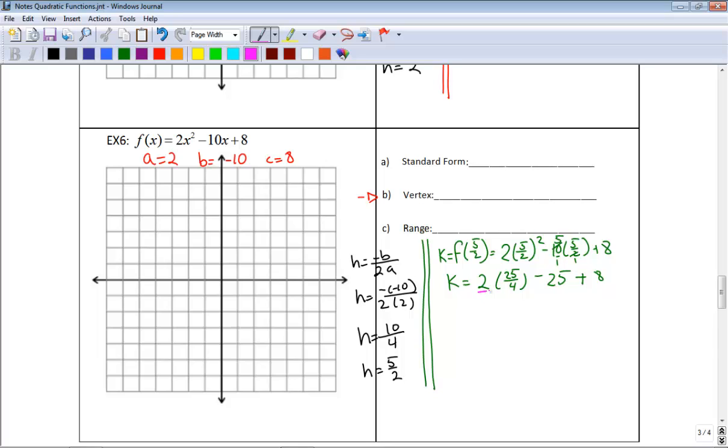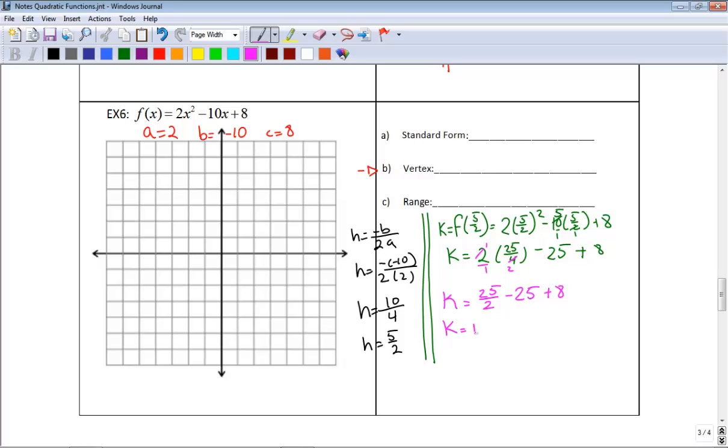Same thing in the next one. I want to cancel. I can cancel, leave 2 in the denominator and 1 in the numerator. So k would equal 25 over 2 minus 25 plus 8. Well, 25 over 2, I may or may not know that's 12 and a half, but I can figure that out if I just perform division. So it's 12.5 or 12 and a half. I'm going to make a decimal just to make the rest of the addition and subtraction much easier. So 12.5 minus 25 is a negative 12.5. If I add 8 to that, I get negative 4.5. So the k value for my vertex is negative 4.5.